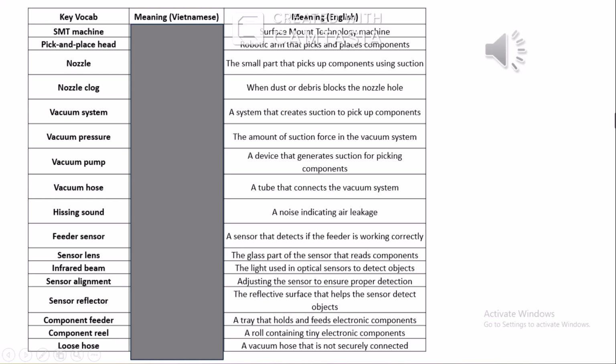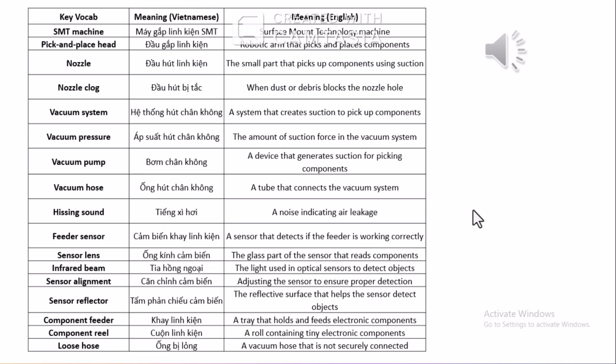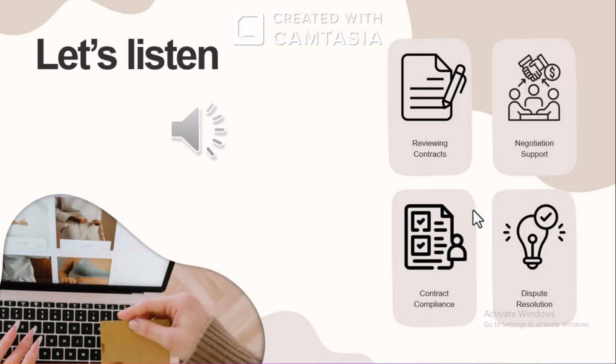Have you got all the words and their meanings? Very good. Now let's move to a dialogue. We will listen to a dialogue about reporting machine issues and try to recap all the vocabulary that we've just learned and get the main ideas together with the details.